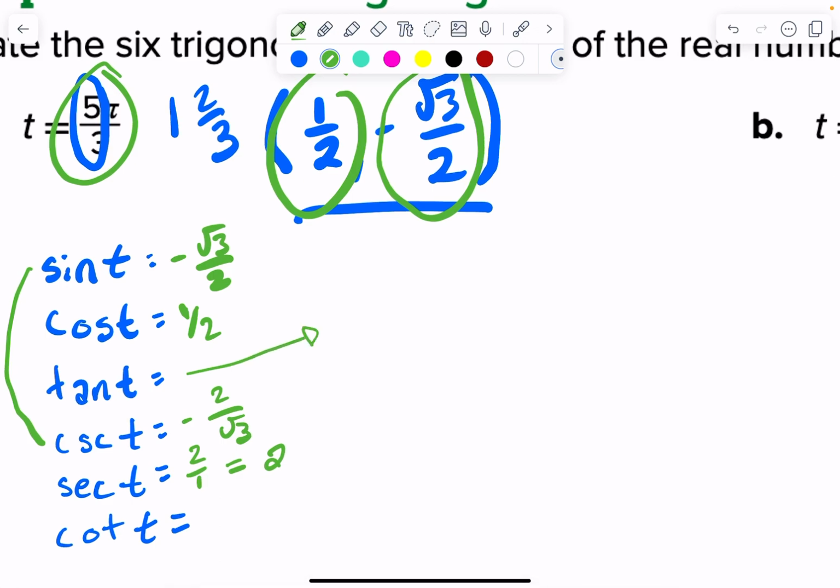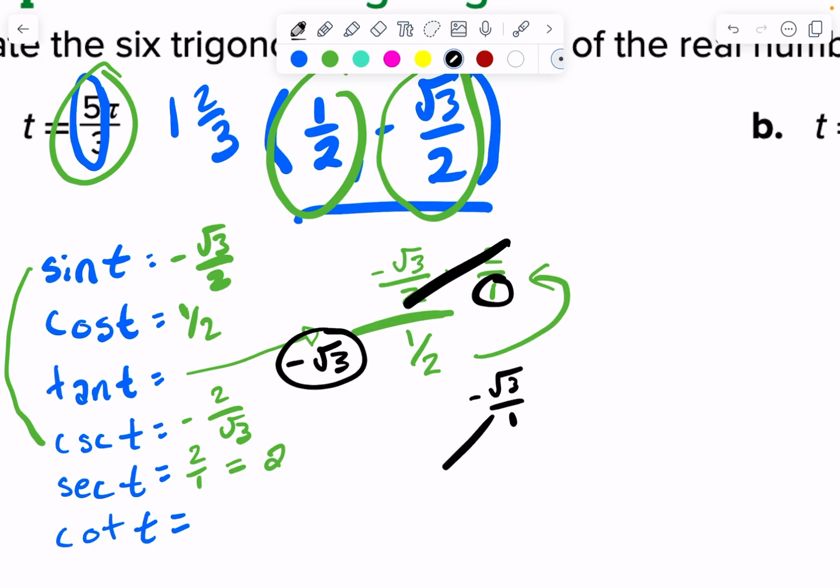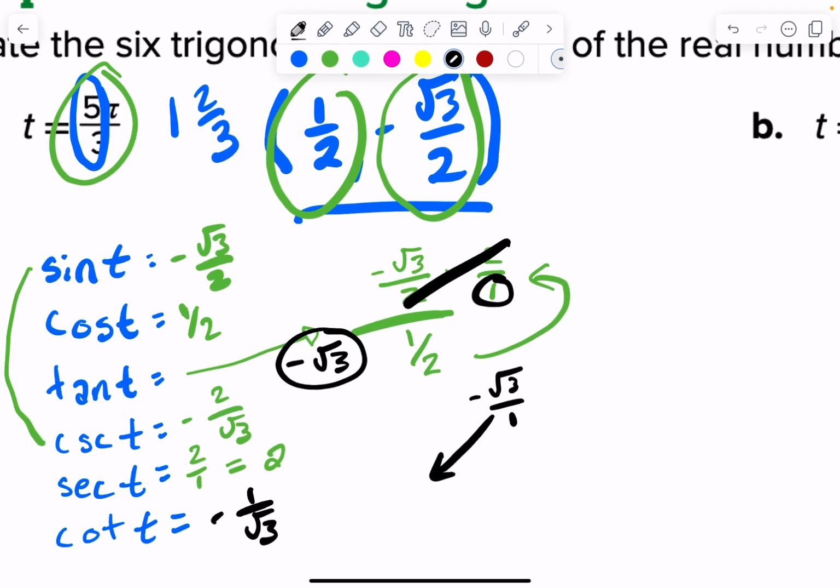Tangent is the one I really have to work a little bit for. If I take the y value, or the sine, divided by the cosine, I'm going to flip it to the top. Keep, flip, flip. If you're dividing by a fraction, you multiply by the reciprocal, and then my 2's will cancel. So it will be negative square root of 3 over 1, or just negative square root of 3. I'm going to write it as negative square root of 3 over 1 to be able to flip it. If I flip it, it's negative 1 over the square root of 3. That's what cotangent will be. And that's how it works.